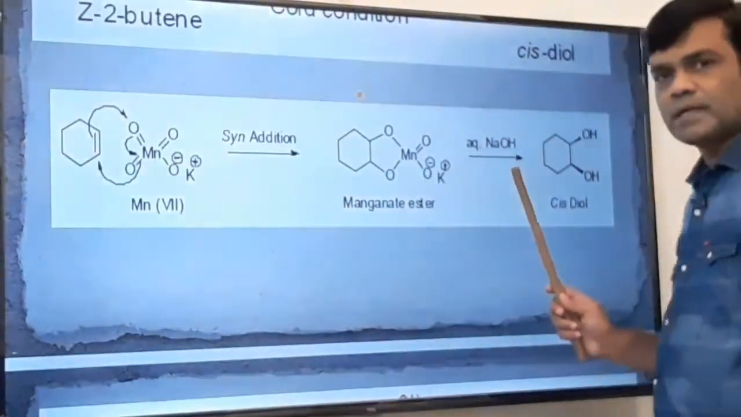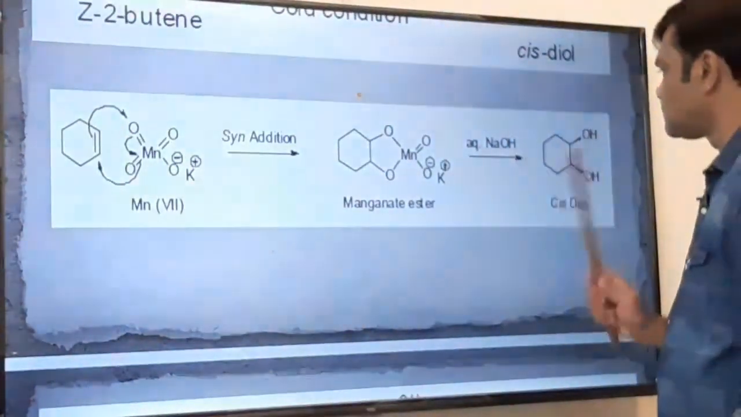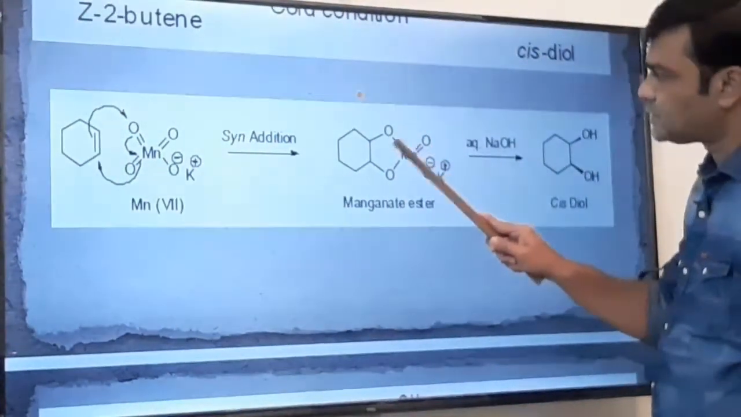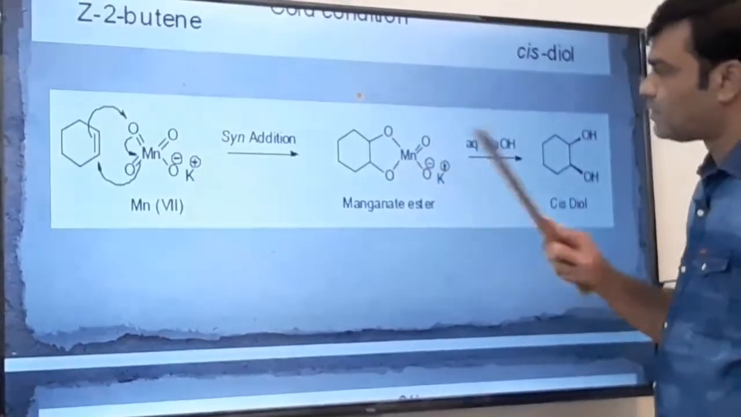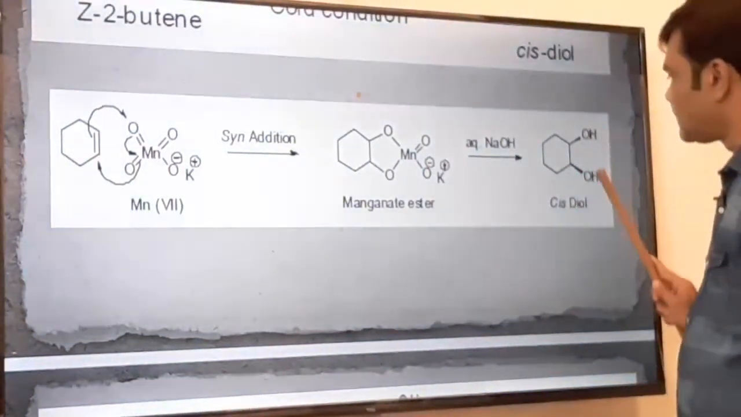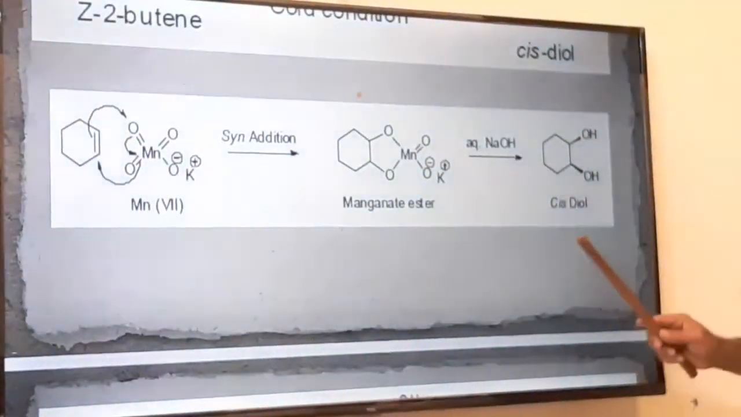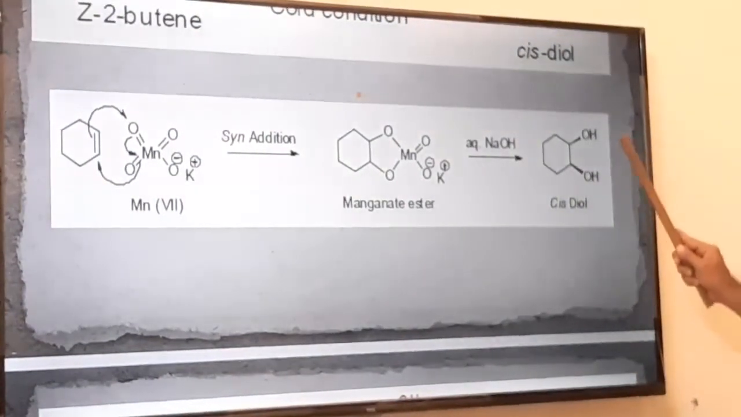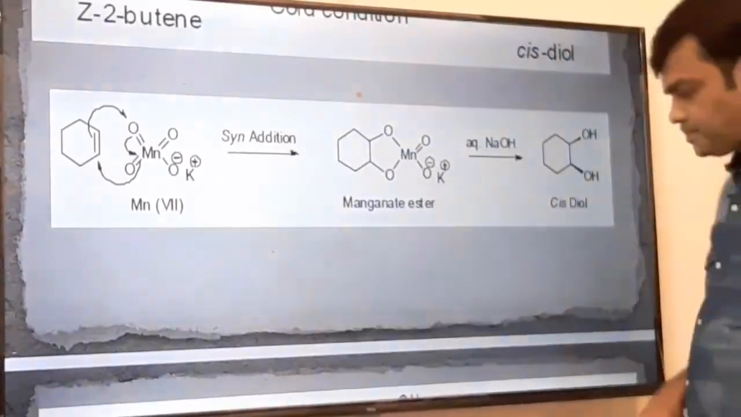On treatment with alkaline medium, alkaline sodium hydroxide, bond cleavage takes place, this manganese-oxygen bond cleavage takes place, and we get the diol. Now here the two OH groups are on the same side, that's why it is called a cis diol.